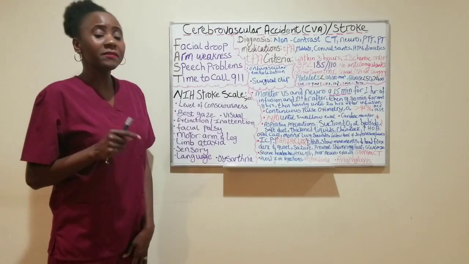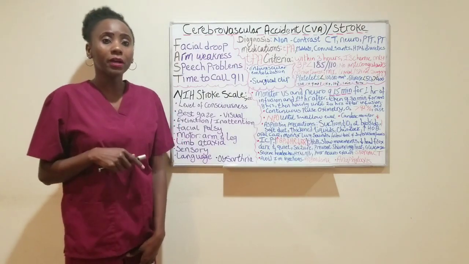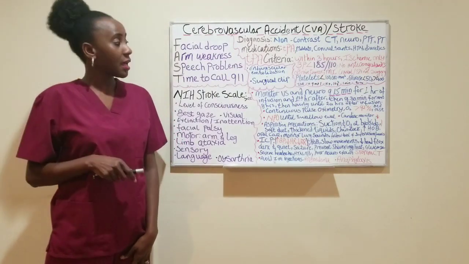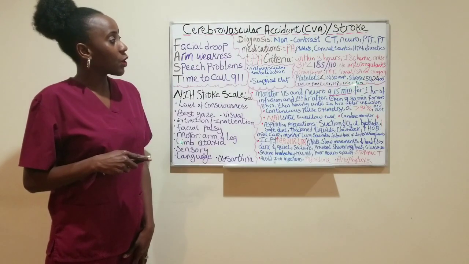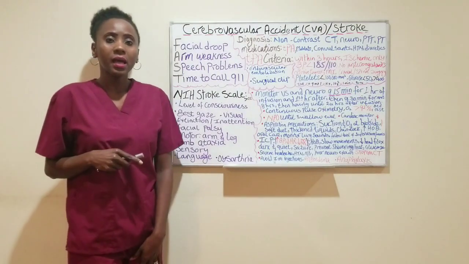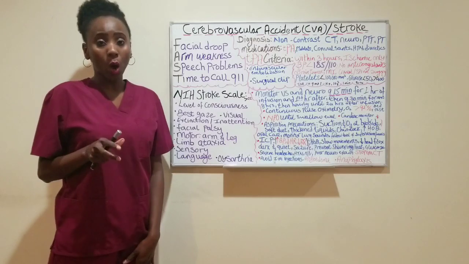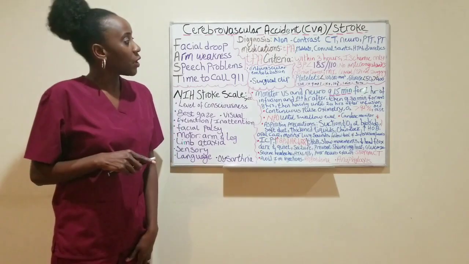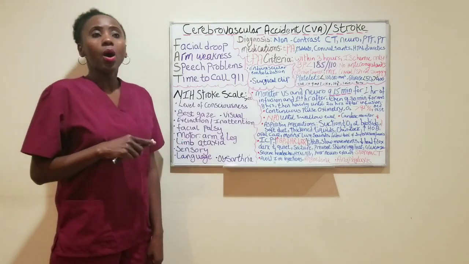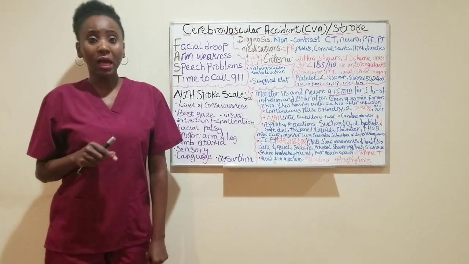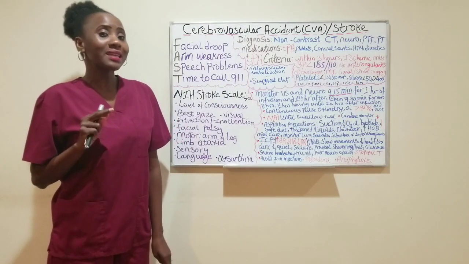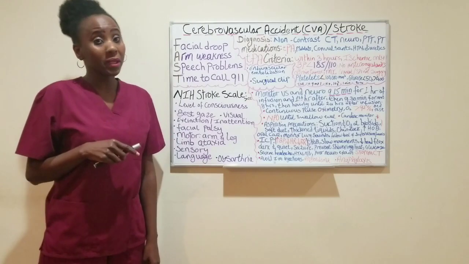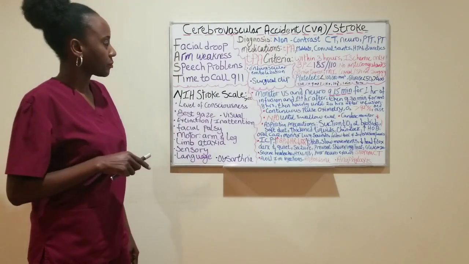And we give 10% of the dosage as a bolus, and then we give the other 90% over 1 hour. So the bolus is given over a 1 minute period, and then we give the other 90% over a 1 hour period, and the patient cannot get more than 90 milligrams of TPA.